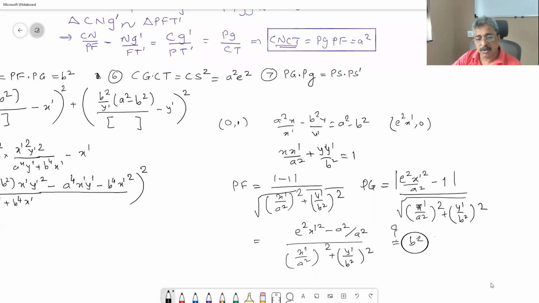Okay, so what should we do now? Replace e square by a square minus b square upon a square, something like that. And how are these x dash, y dash going to vanish?